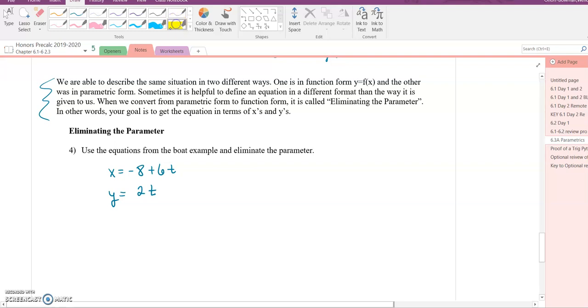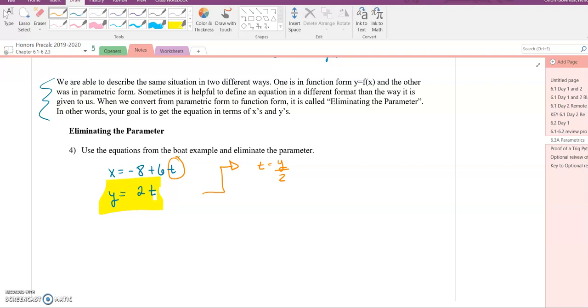So if I look at this example, the easiest equation to begin with to start eliminating the parameter is y equals 2t. So I'm going to say t equals y over 2. Now I'm going to take this t and plug it into the t for the x. Now that is not the only way I could have done this. I could have used my horizontal component x and solved that for t. This was just the first thought that came to my mind.